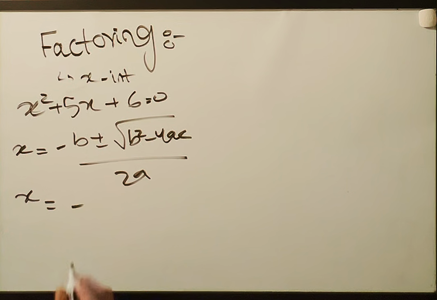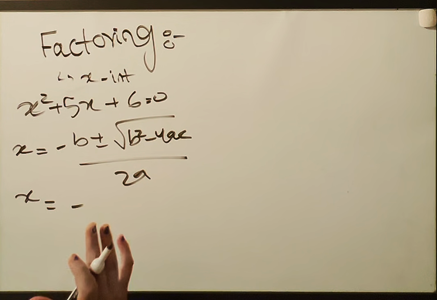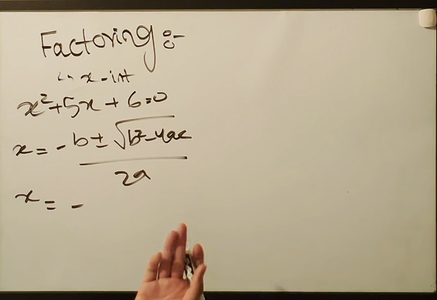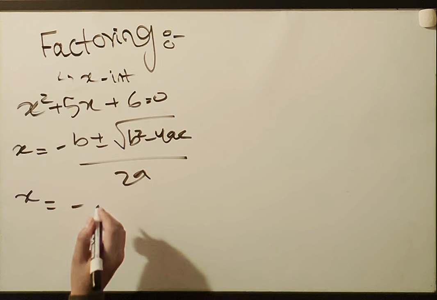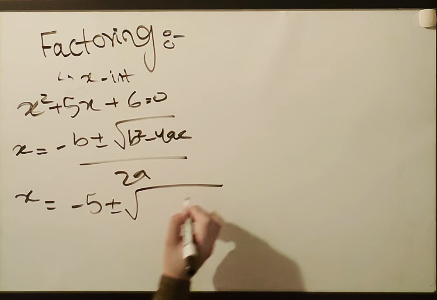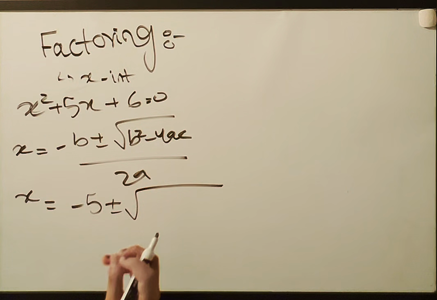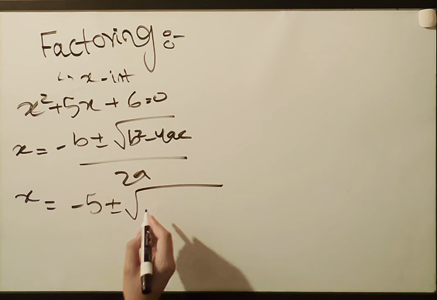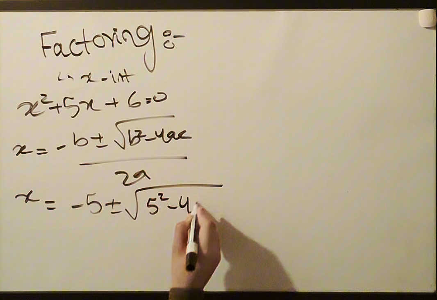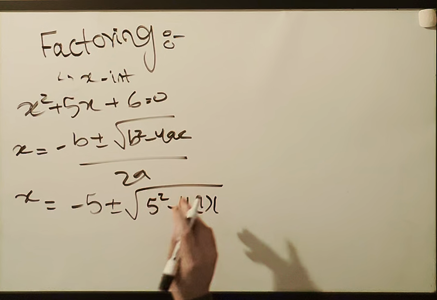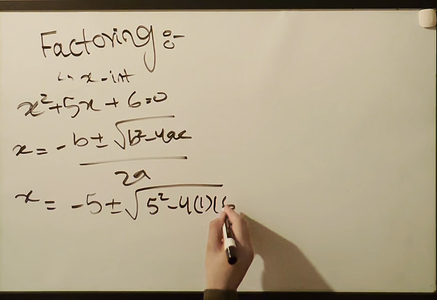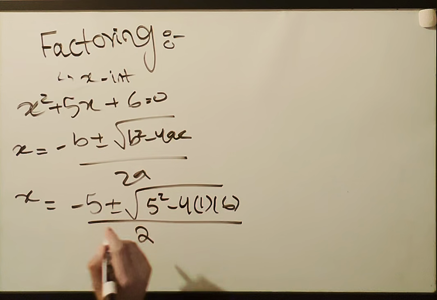X is equal to negative. Instead of b, I have to put the value of b in this equation, which is basically the coefficient of the x with the first power, or the x with a power of 1, which is 5, plus or minus square root of b squared, which is again the coefficient of the x with the first power, 5, squared minus 4. Instead of a, I should put the value of a, which is 1 in this case, times c, which is 6, divided by 2 times a, which is 1.